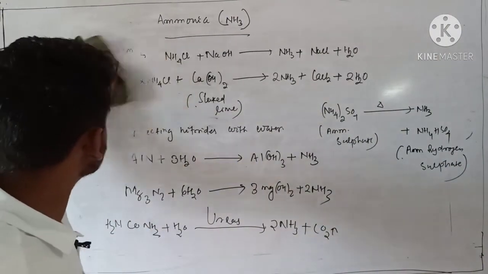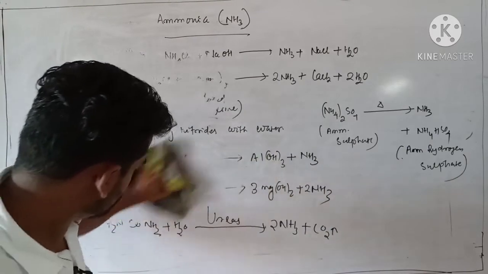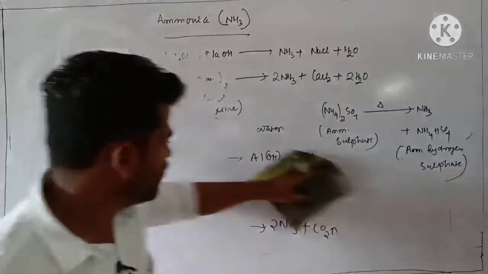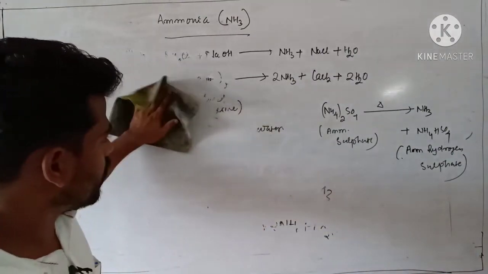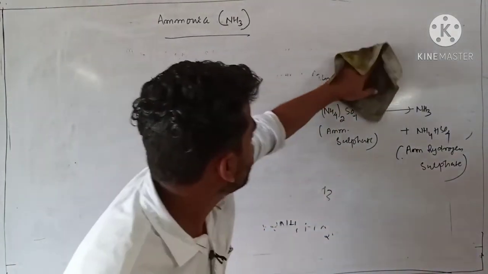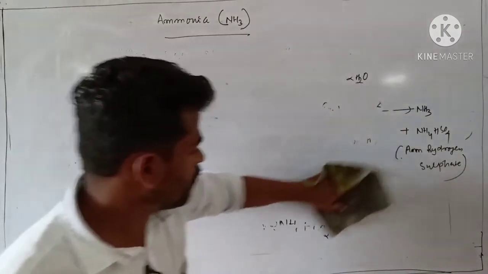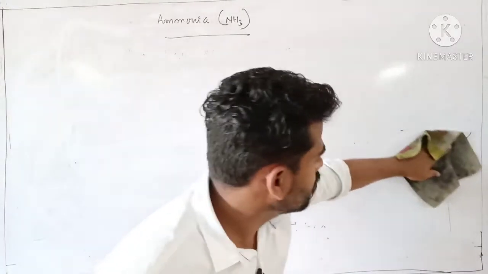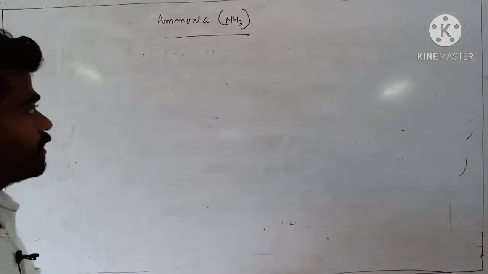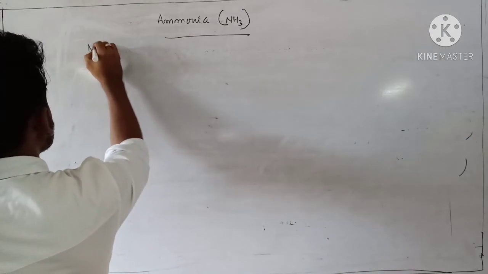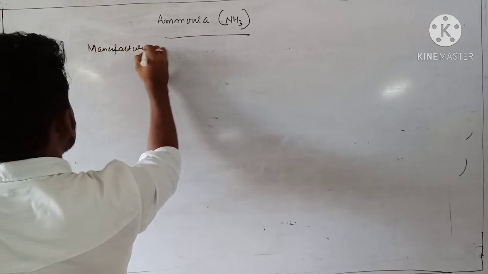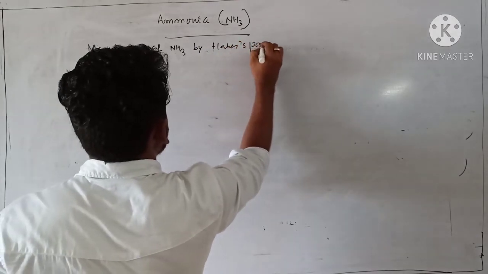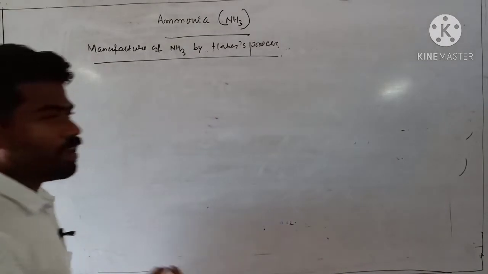Next we will discuss the very important industrial method of preparation of ammonia, the manufacture of ammonia by Haber's process, named after the scientist.